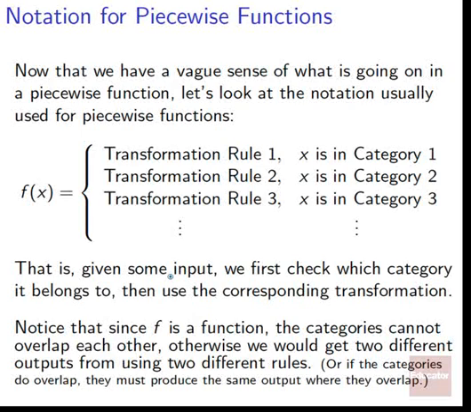So now let's consider the notation that's used for piecewise functions. Generally, it's f of x equals bracket, and this bracket just says that it breaks into multiple different things. There's different possible paths that we can take.